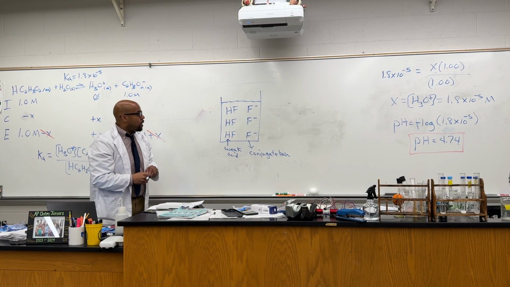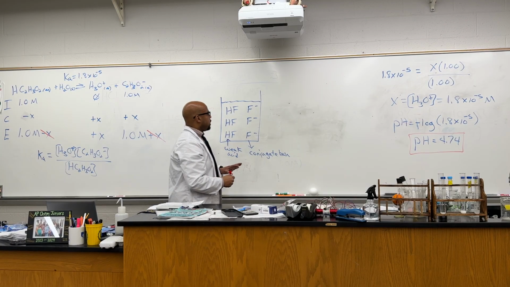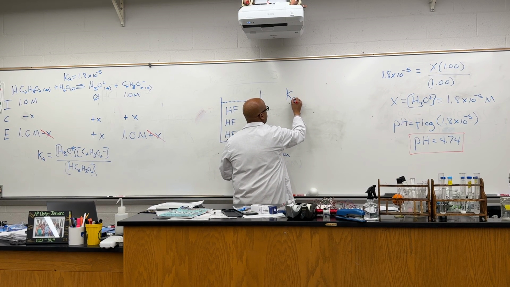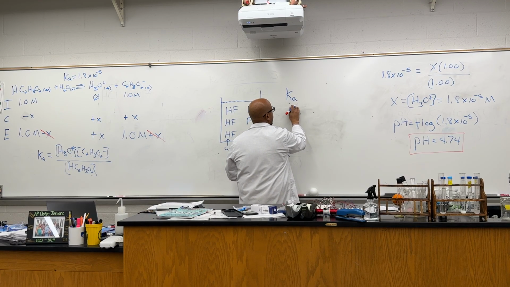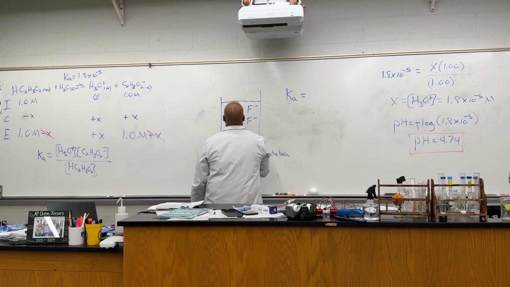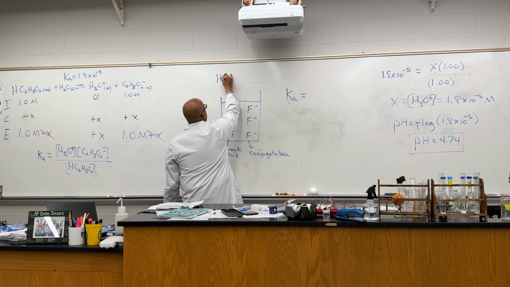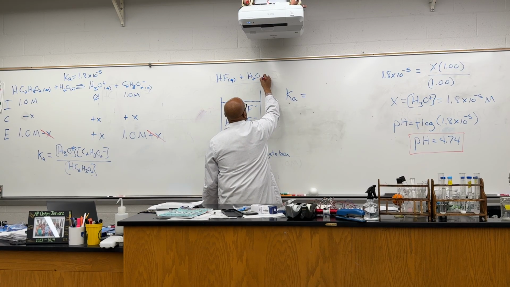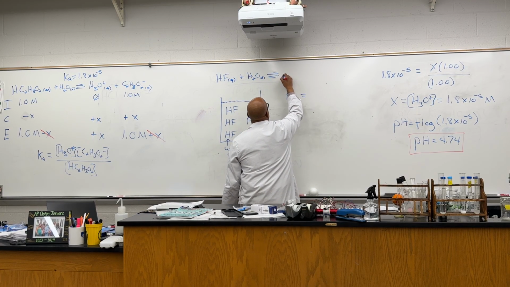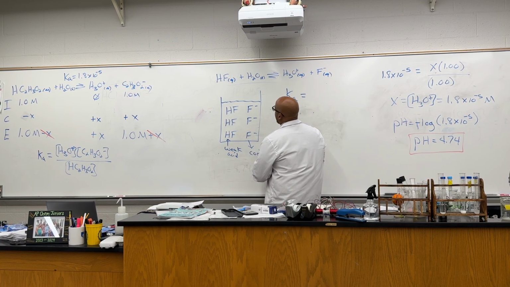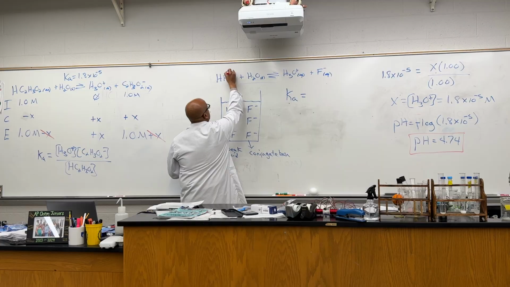One of the things we can see here is that if we looked at just the Ka expression, the equilibrium expression of this, it would look like the following. Ka is equal to products over reactants. Let me do this really quickly: HF aqueous plus H2O liquid in equilibrium to produce H3O plus aqueous plus F minus aqueous. So once again, this is like an acidic buffer solution.